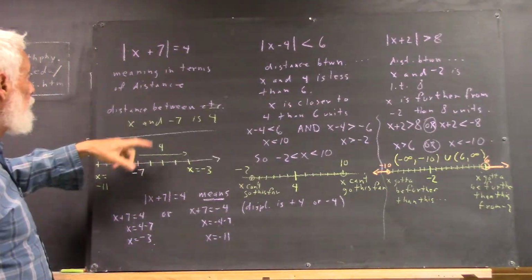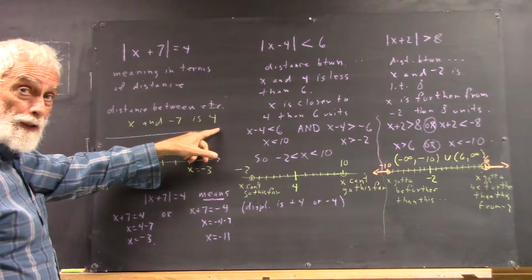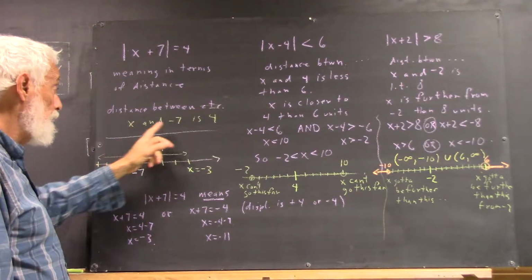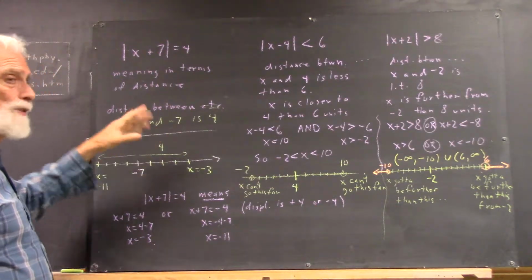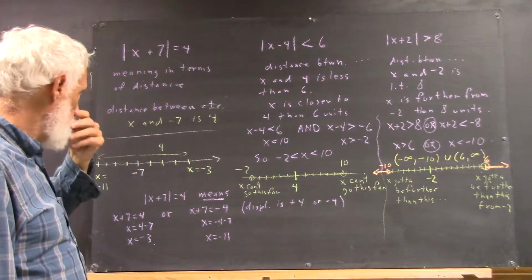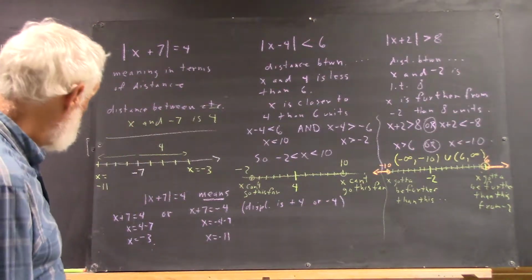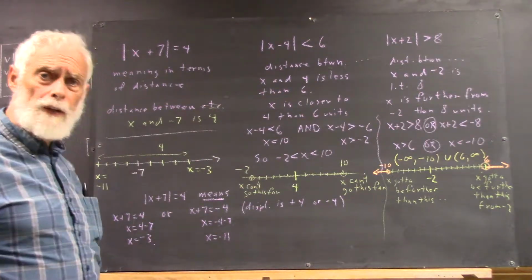A lot of people wrote the distance between x and 7 is 4. Okay, now that wasn't bad, but it's really distance between x and -7 is 4. Majority of people got that, but a significant minority, it's almost 50-50, wrote down the wrong number here. Okay, so, well, what numbers satisfy that?